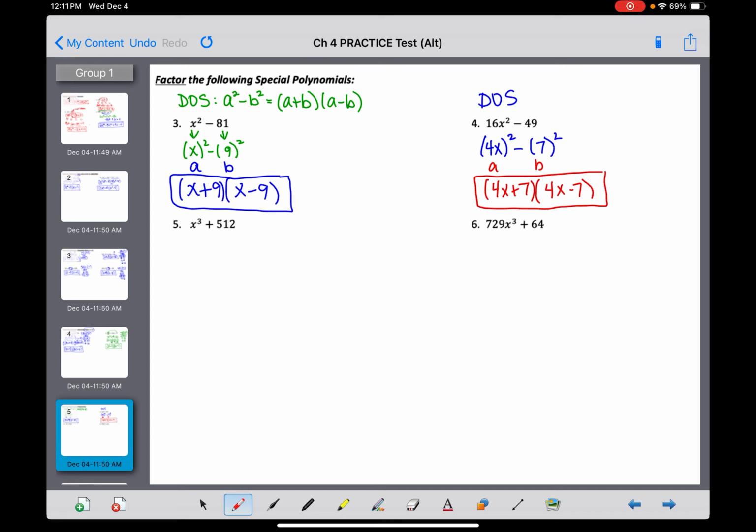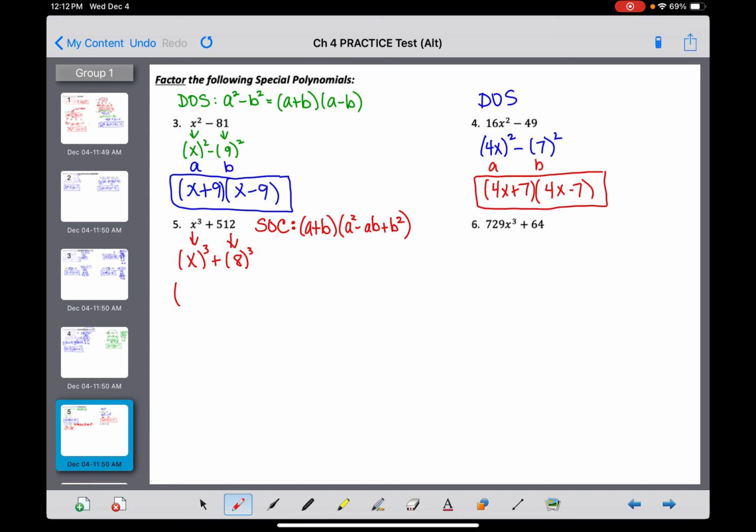All right, number 5, I see x cubed, and I see a plus sign, and I know that 512 is 8 cubed, so this is a sum of cubes. Okay, and remember the sum of cubes factoring pattern off your blue sheet. This factors into a plus b, a squared minus ab plus b squared. So we just need to figure out a and b, and then we can get this done. So let's see, x is being cubed to make x cubed, and 8 is being cubed to make 512.